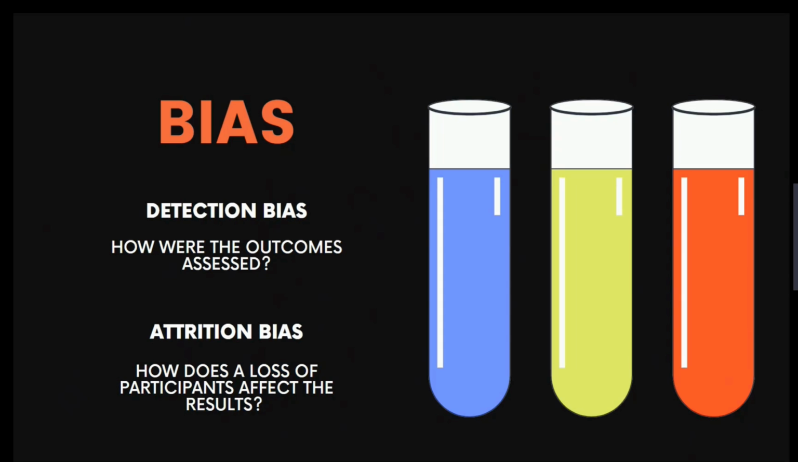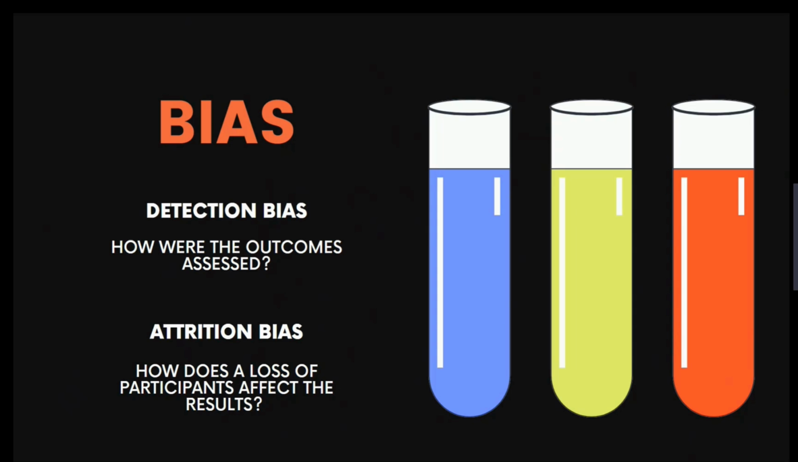Next, we have detection bias, which is bias that occurs if there are errors in how the outcomes are assessed. Again, blinding is important to know about here, as well as the type of measurement which was used for assessment. Was it valid and reliable? For example, if the study was repeated, would the results stay the same?